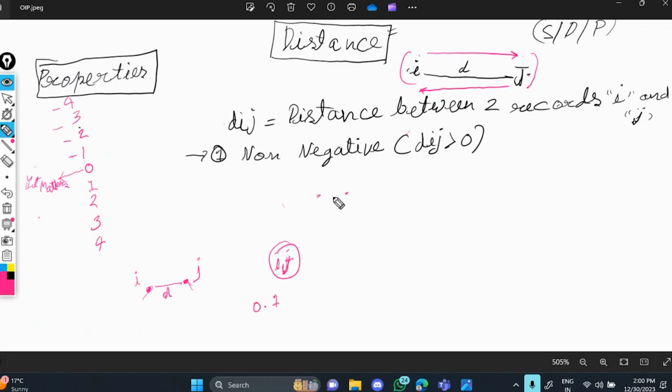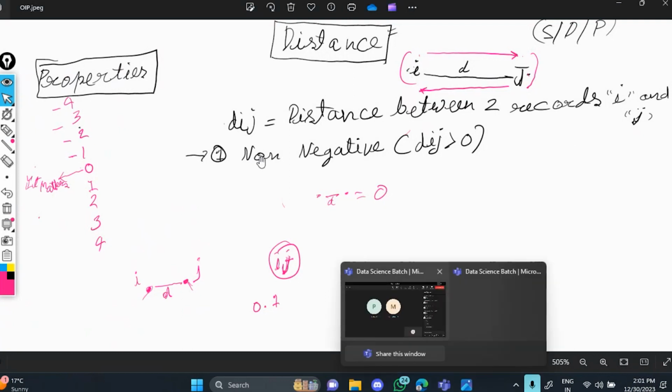If two points have a distance, we cannot say that it is equal to 0, right? That's why we are seeing here that Dij is always greater than 0. Because if we have two different records, the distance between them cannot be equal to 0. It is always greater than 0. Now this clears why we are talking about properties, and the first property is non-negative.